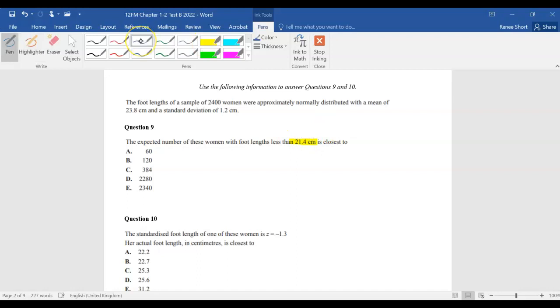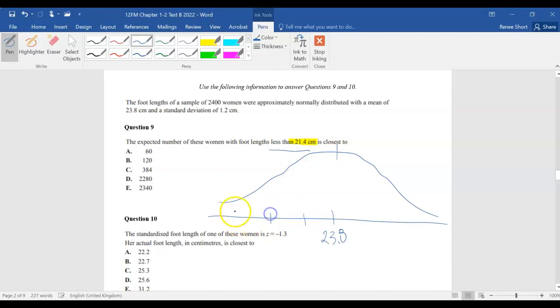So to help us get started here, we need to draw that normal distribution curve. I'm going to label my mean in the middle, which was 23.8. Now, because it just wants less than 21.4, I do know that I have 3 standard deviations below and 3 standard deviations above. But since 21.4 is less than 23.8, I'm just going to worry about this smaller end. So here, I would subtract 1.2 from 23.8, which gives me 22.6. And this here gives me then 21.4.